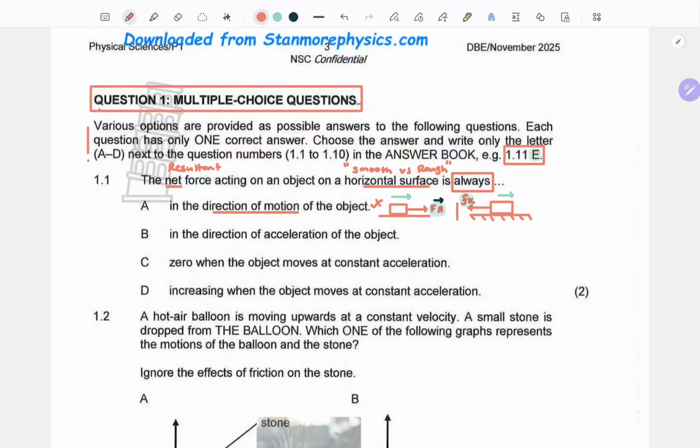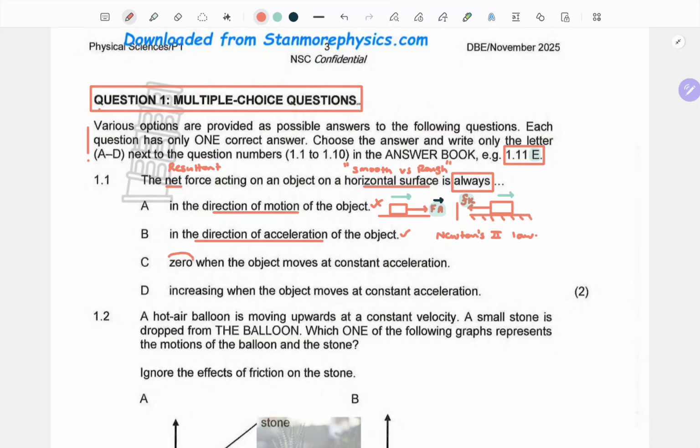Now, the resultant force is in the direction of acceleration of the object. We know this is true at all times from the law itself, Newton's second law. Right? Because by definition, we are told that when a non-zero resultant force acts on an object, it causes that object to accelerate in the direction of the resultant force. Now, this is at all times.